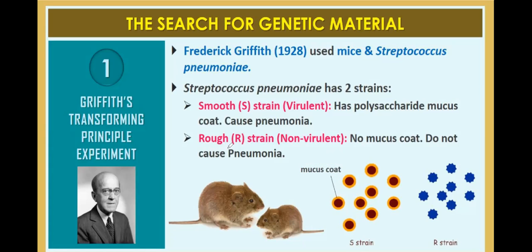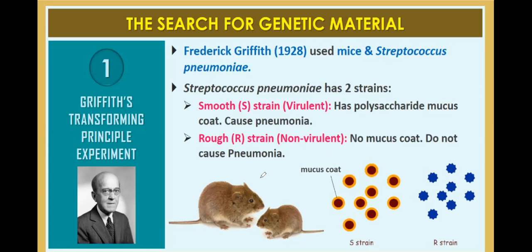R stands for rough strain. It is non-virulent. Why? Because it does not have mucus. So as soon as it enters the blood of the mice, it will be killed, and it will not be able to cause any disease. So it is non-virulent. Why is it known as R? R means rough. The surface is rough.